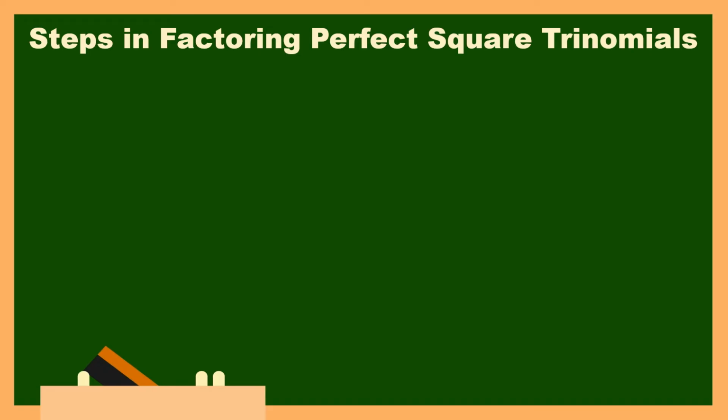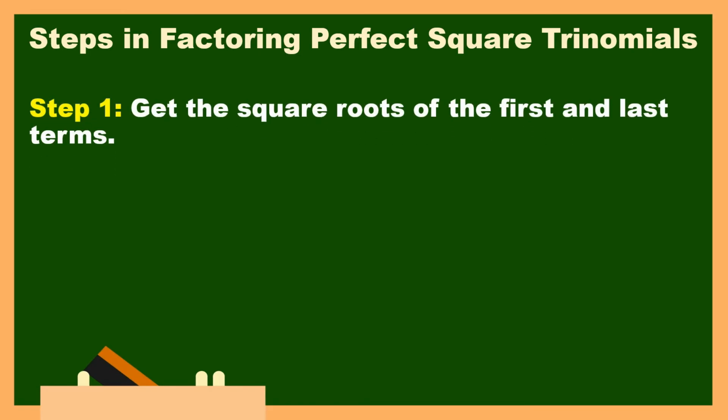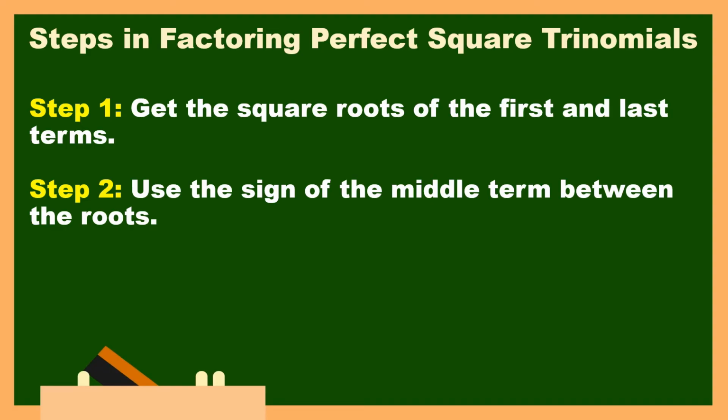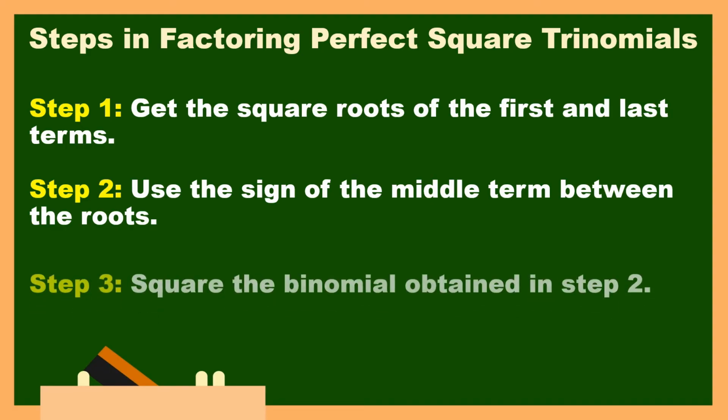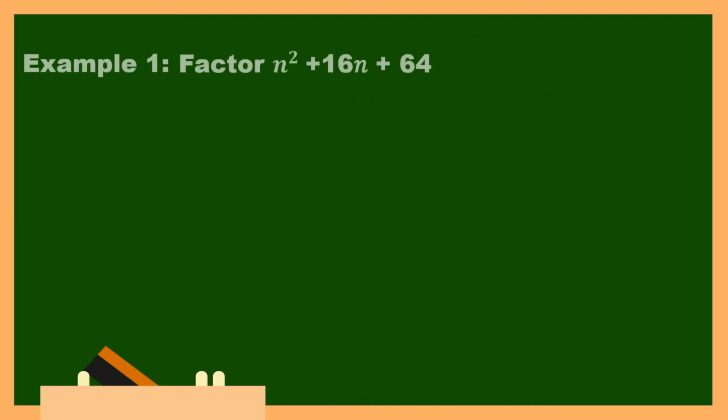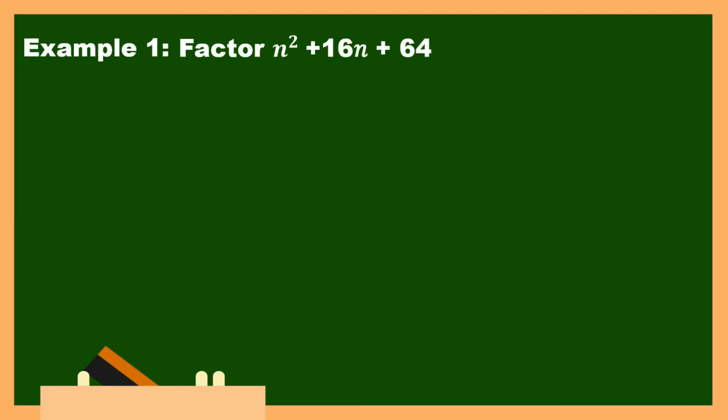These are the steps in factoring perfect square trinomials. Step 1. Get the square roots of the first and last terms. Step 2. Use the sign of the middle term between the roots. Step 3. Square the binomial obtained in Step 2. Let us have an example. Factor n squared plus 16n plus 64.